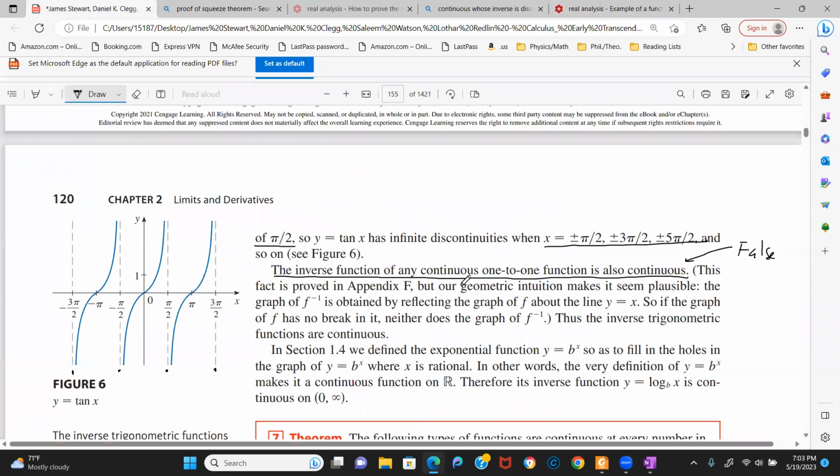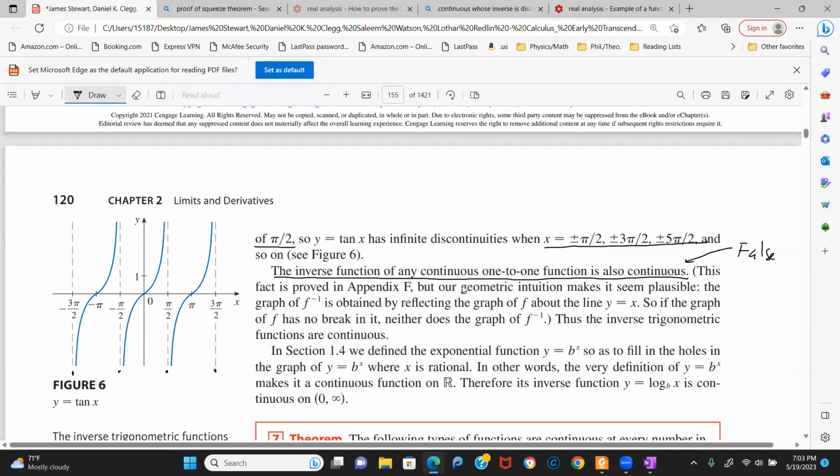That's surprising. So the whole point of this though is that this statement is false. The inverse of any continuous function is also continuous. This is not true. I don't know why they made that statement. But it turns out in this case, when you look at the inverse trig functions, they are continuous. So when you take the inverse of a continuous function, it could be continuous, it might not be. It's not guaranteed. In this case, it is though.